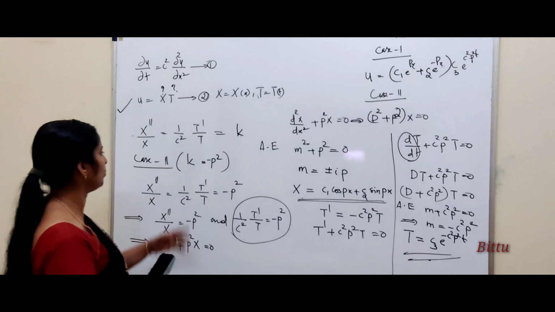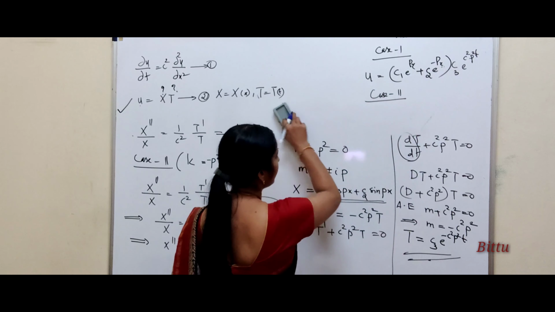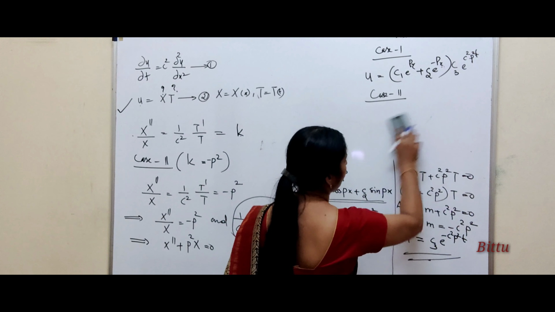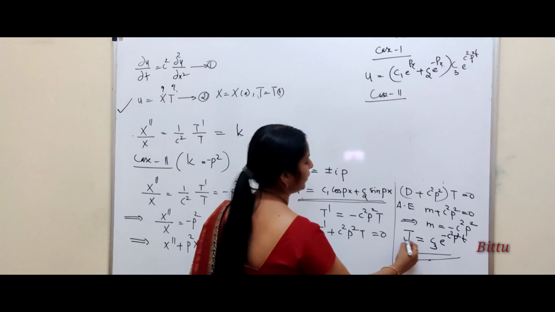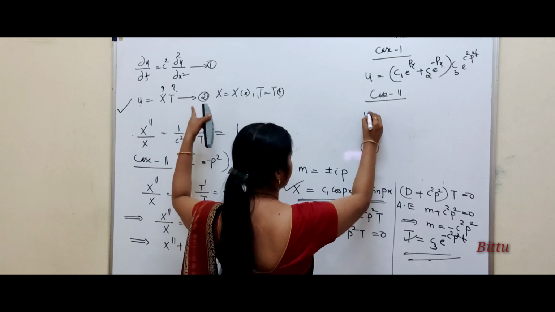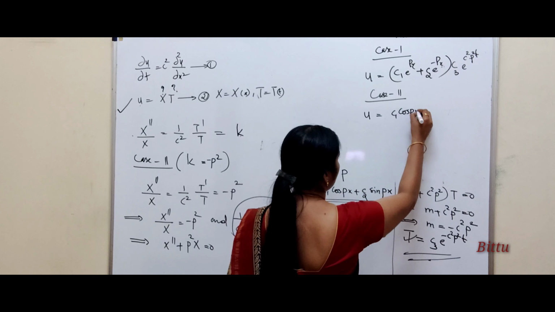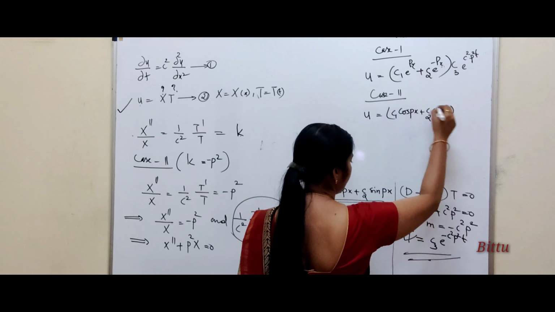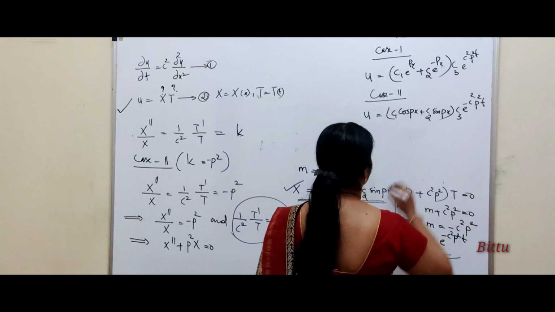See, in case 2, we have capital X equal to c1 cos px plus c2 sin px, and capital T equal to this one. So in case 2, what is u? Our solution u is (c1 cos px plus c2 sin px) into c3 e raised to minus c square p square t.